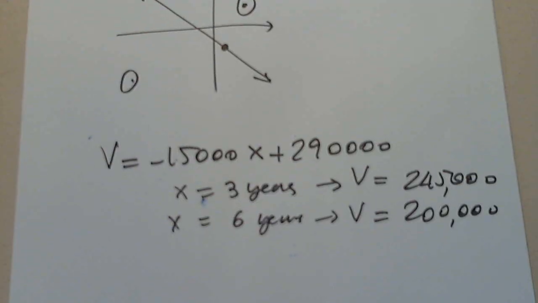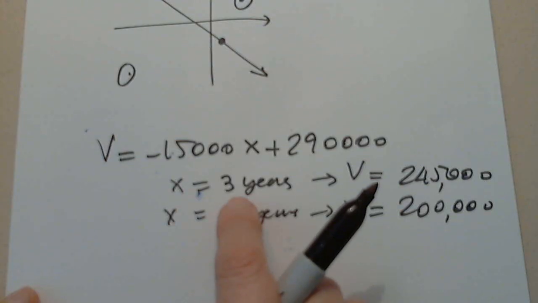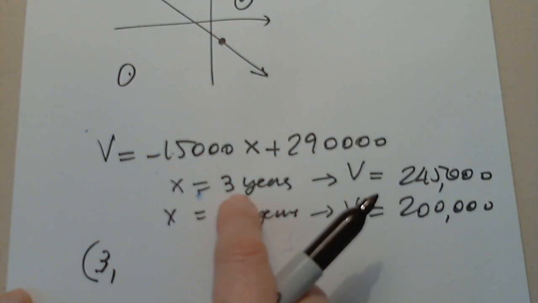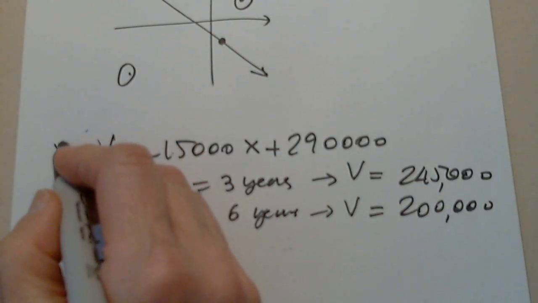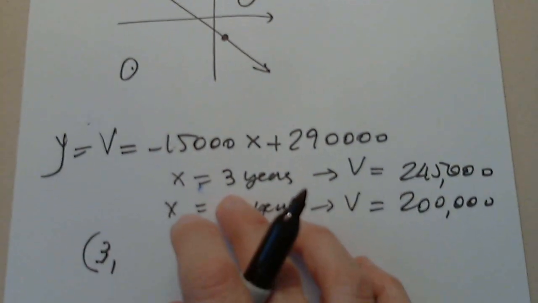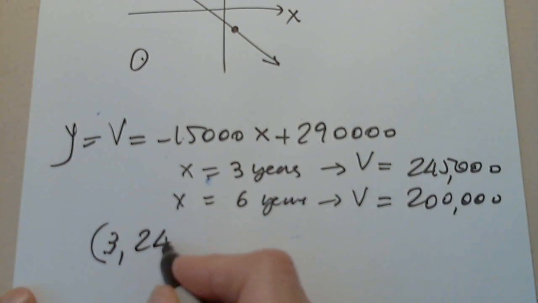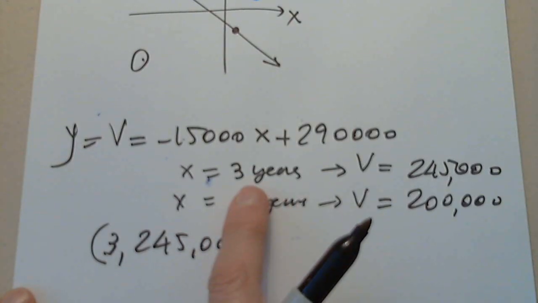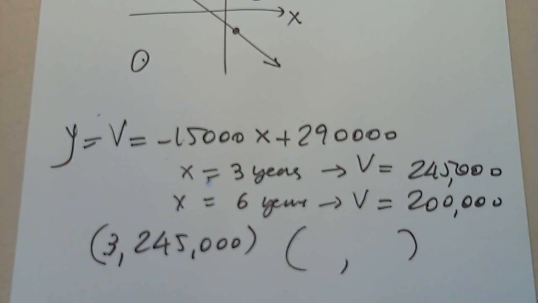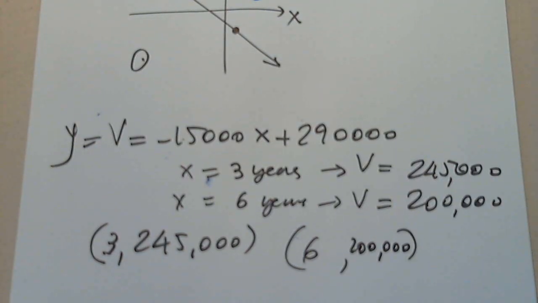So now what do we understand from here? We just discovered an ordered pair, 3 for x. This is the y value. It's called v, so this can be y or v or p or whatever. This is x. So the ordered pair that I just discovered is 3, 245,000. Can anyone give us the other pair that we just discovered? 6, 200,000. Exactly.